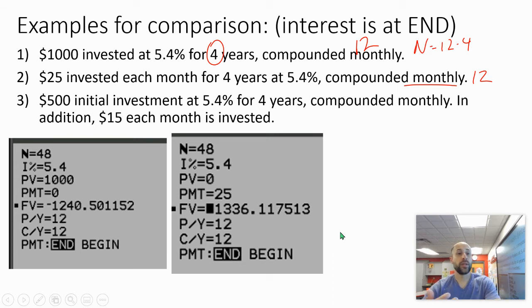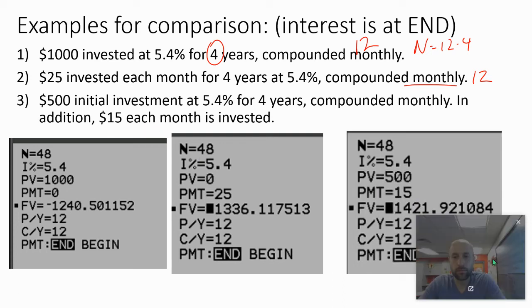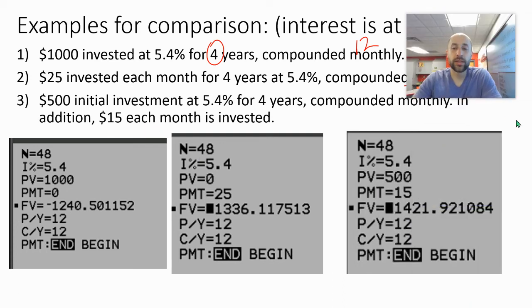And then number 3 is a $500 initial investment. Notice in number 2, there was no initial investment. It was just payments each month. $500 initially, 5.4% for 4 years, compounded monthly. In addition, we're making $15 payments each year. And so this is your calculation for that.